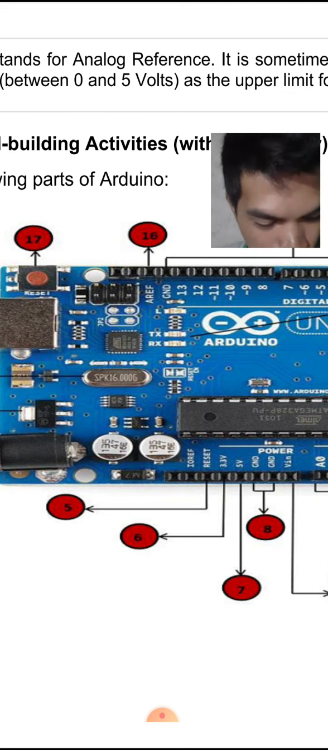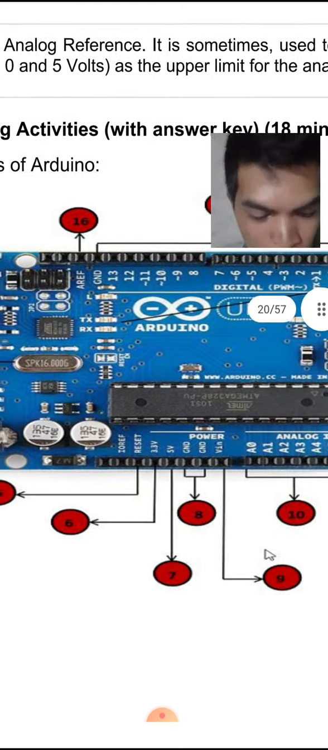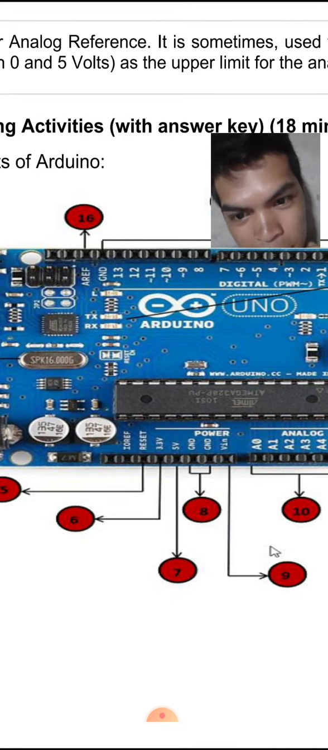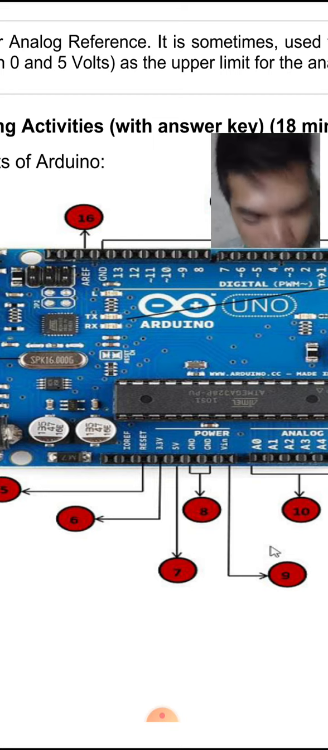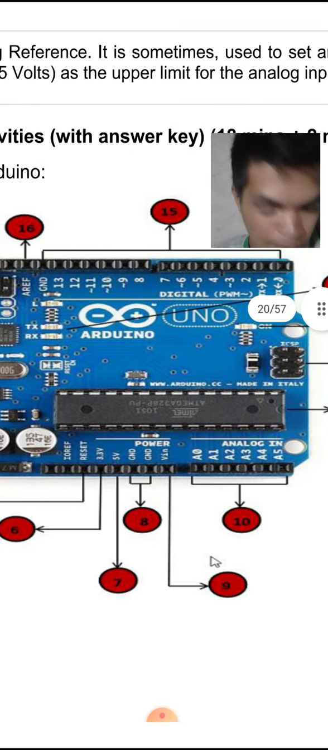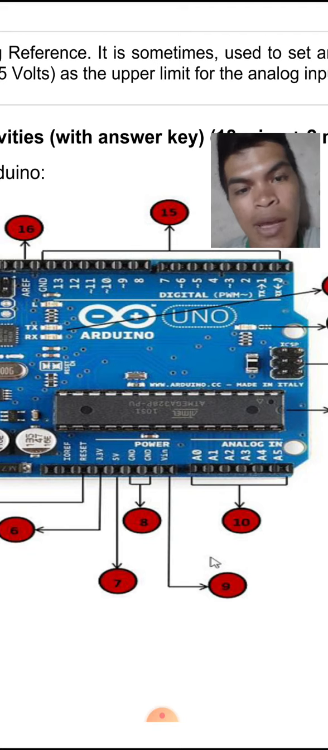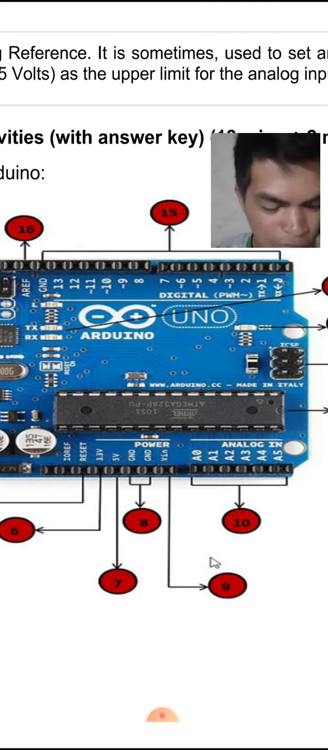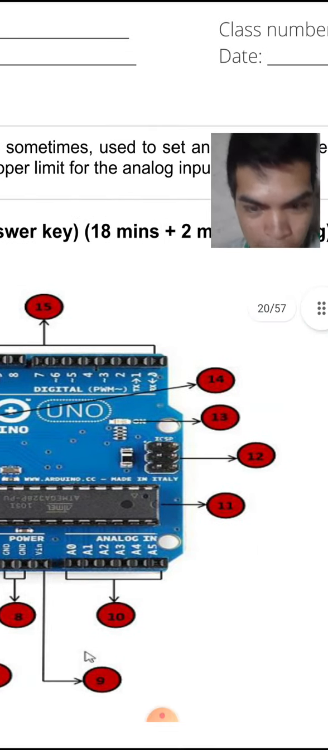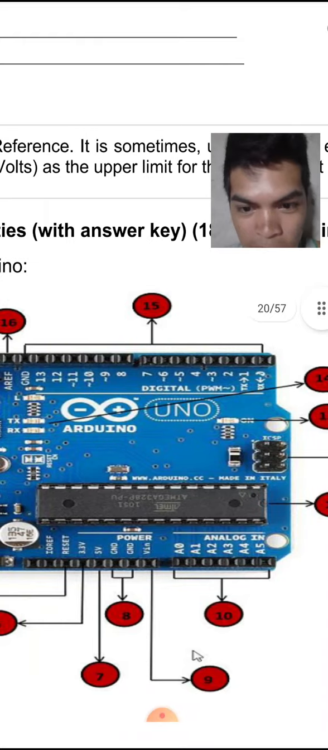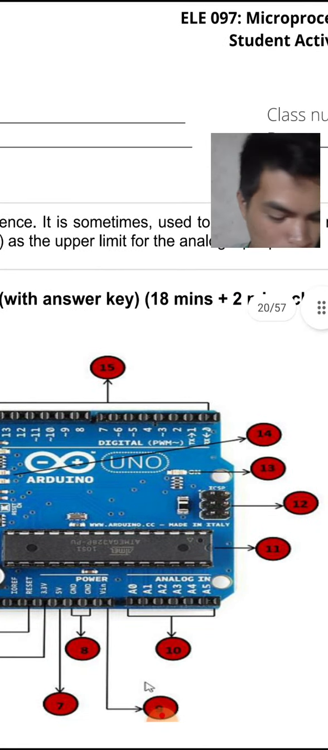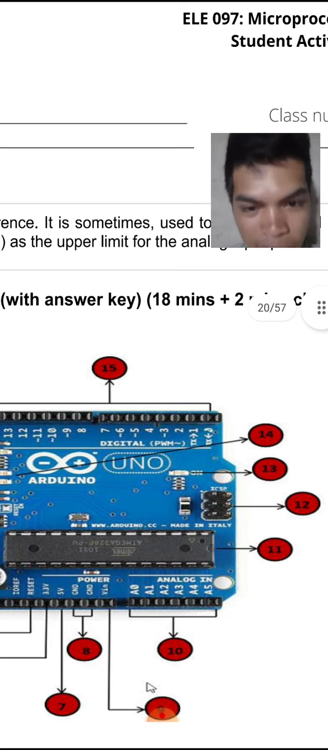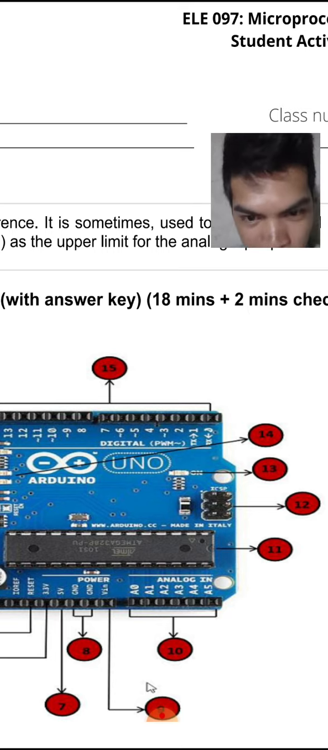Number 6, 7, 8, and 9 are the pins: 3.3 volts, 5 volts, GND, and VIN. Number 10, we have analog pins like A0, A1, A2, A3, A4, A5. Number 11, we have main controller. Number 12, we have ICSP pin.